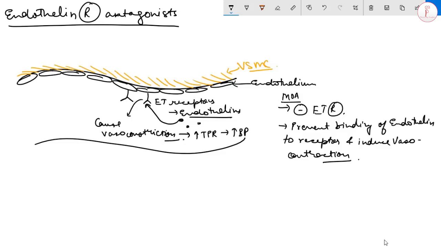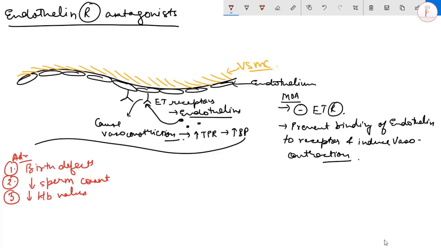Their adverse effects are they lead to birth defects in unborn babies. They reduce sperm count in some patients. Along with this, they reduce hemoglobin values in patients, and they are often accompanied with hypersensitivity reaction. They also lead to development of diarrhea and gastroesophageal reflux disease in some patients. Bosentan is one of the examples of endothelin receptor antagonist. It has more affinity towards ET1 receptor rather than ET2 receptor.